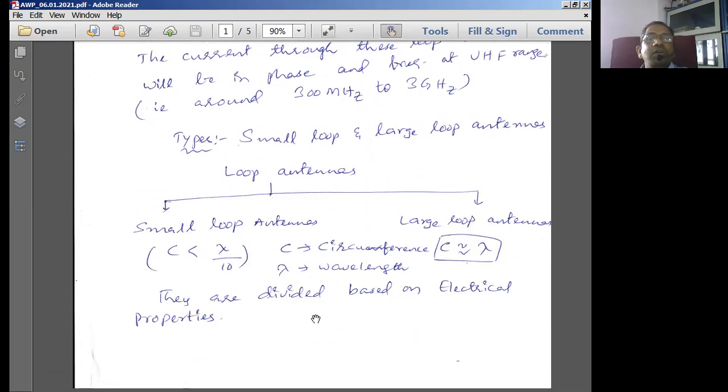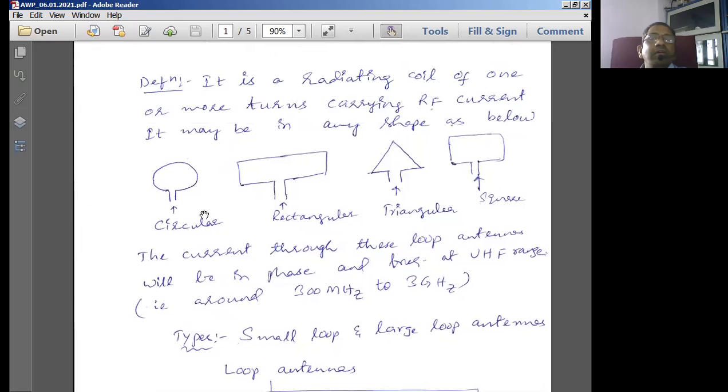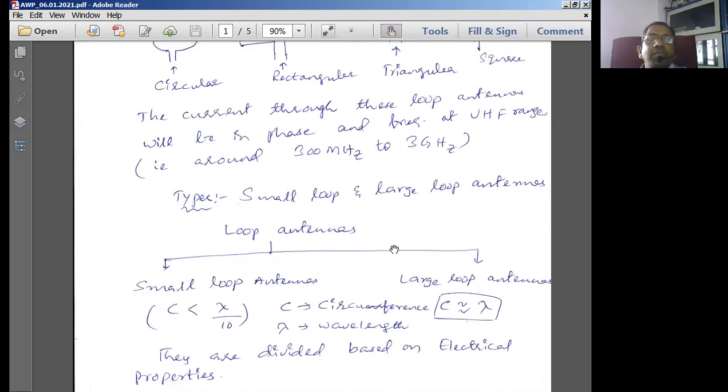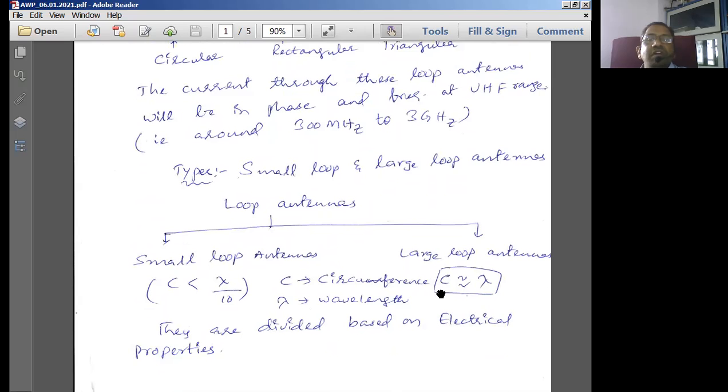In the syllabus, we have two types of loop antennas: one is the small loop antenna, and the other is the large loop antenna. The small and large loop antennas are differentiated based on the circumference of the loop, whether circular, rectangular, or triangular, with respect to the wavelength of the wave that we propagate.